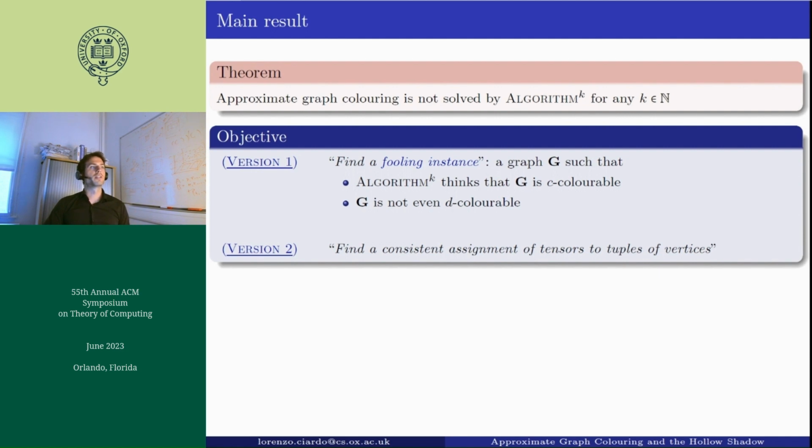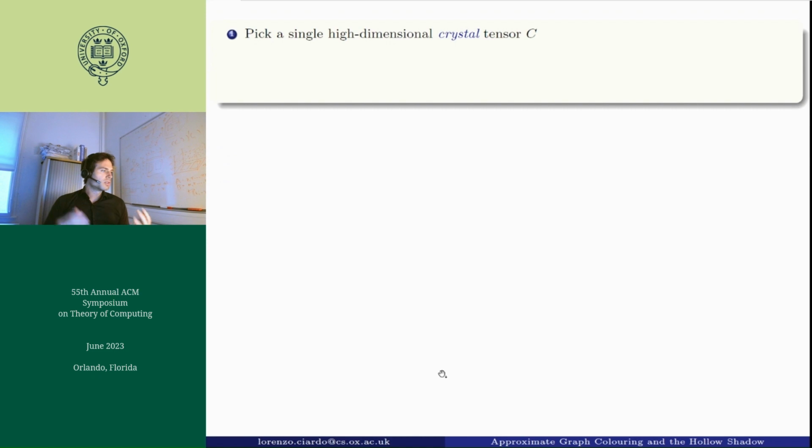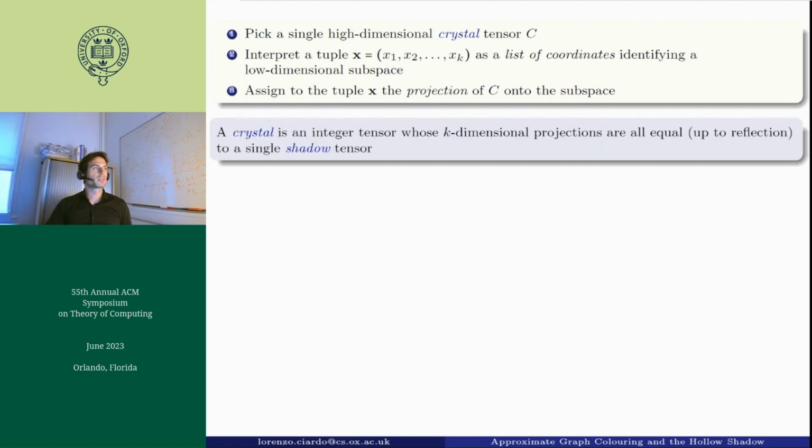Okay, so the second refinement of the formulation of the objective comes from a notion that we called crystals. So in order to produce this assignment of tensors to tuples, we will do the following. We will pick a single high dimensional tensor that will have some properties, and we call it a crystal. And then given a tuple of vertices, we will interpret it as a list of coordinates that will identify a low dimensional subspace of the space where the crystal lives. And then the tensor that we associate with the tuple of vertices is going to be the projection of the crystal onto this subspace.